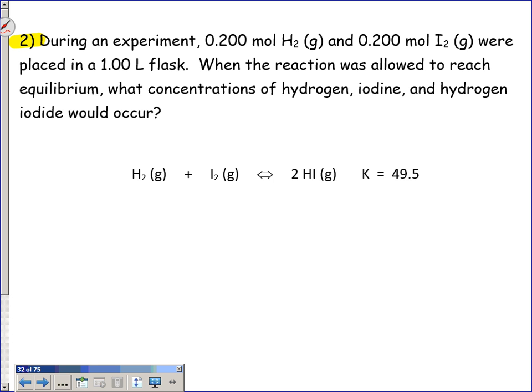So during the experiment, each of those values are given. The reaction was allowed to reach equilibrium. What concentrations of each of those would occur at the end? Notice that we're given our K value. Tell me how you start this one. So set up the Q or set up the equilibrium expression. So I'm just going to say K is equal to, what's my expression?